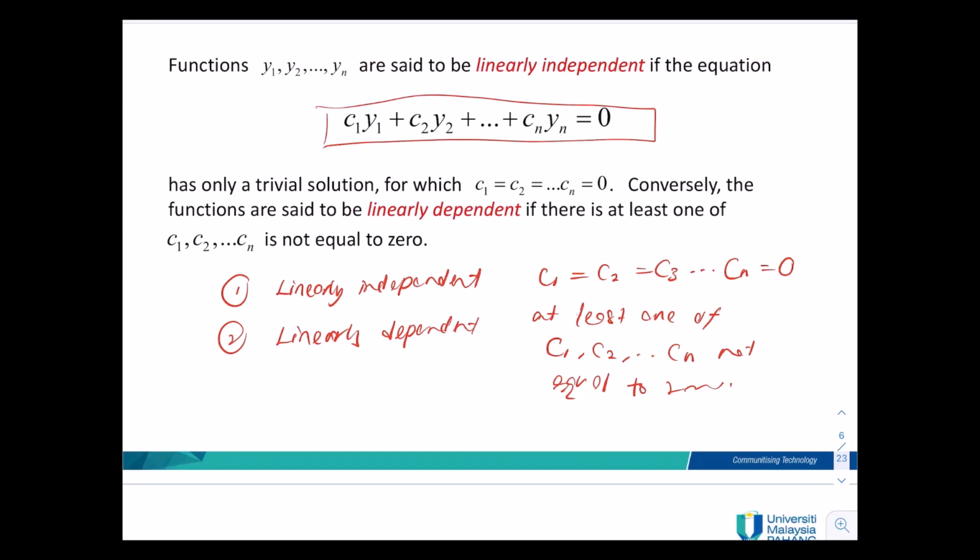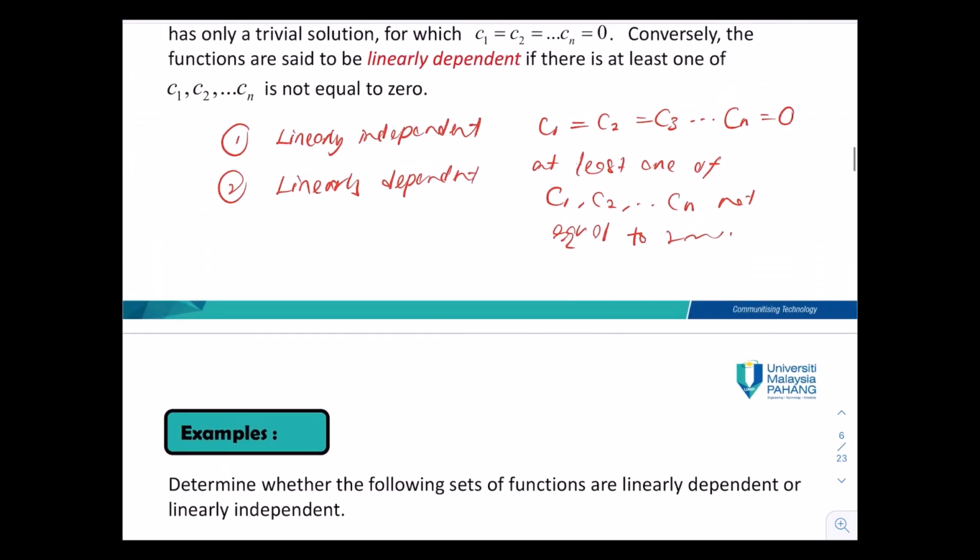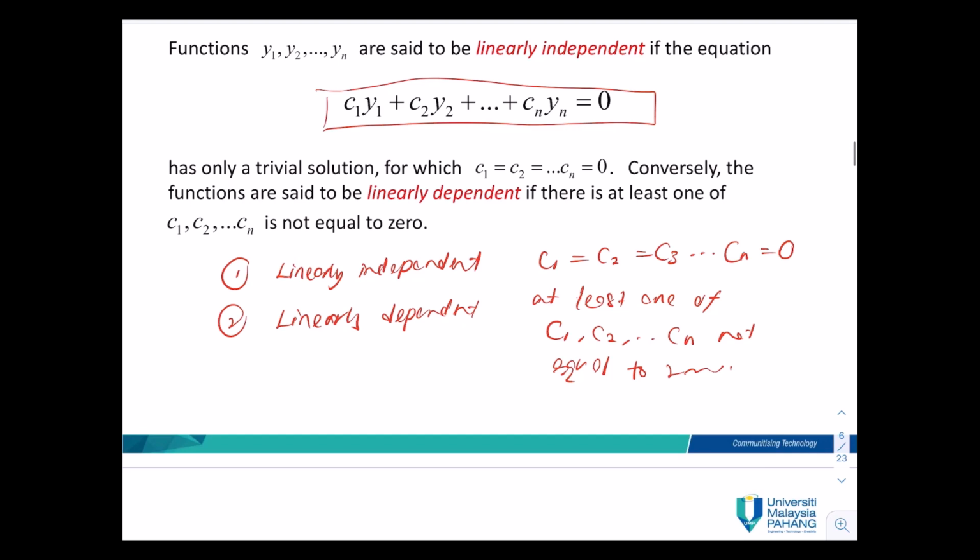Okay, I hope you get this one. So now we go to the specific example. Let's focus on the command first. Determine whether the following sets of functions are linearly dependent or linearly independent. Remember that for linearly independent, independent means every c is 0, while for linearly dependent, at least one of the c is not equal to 0.